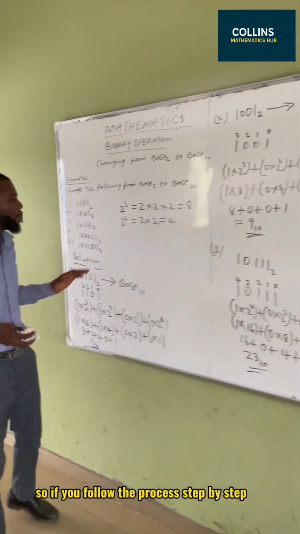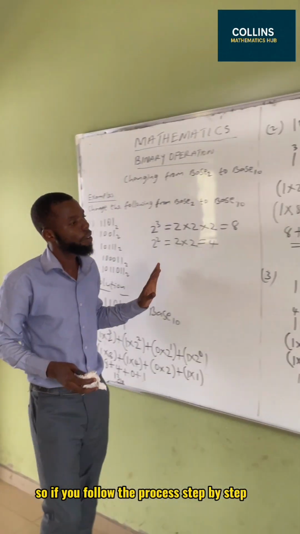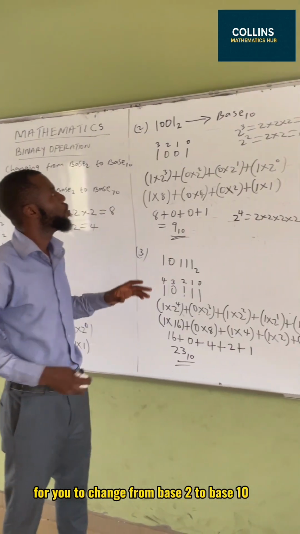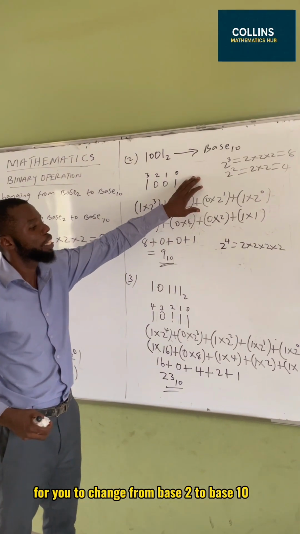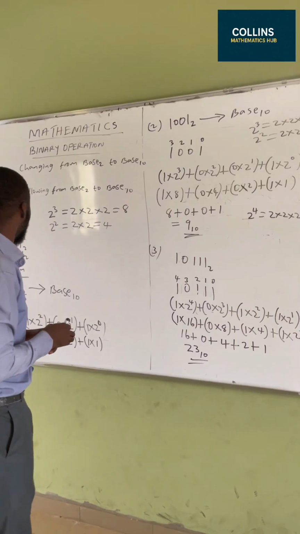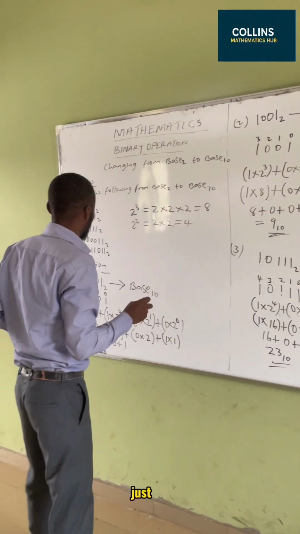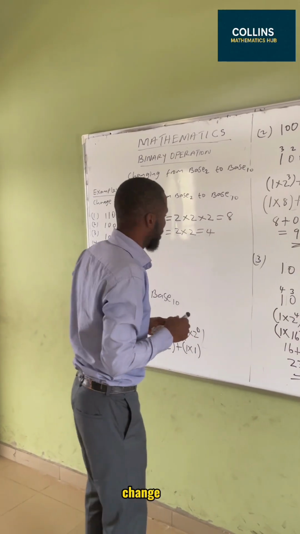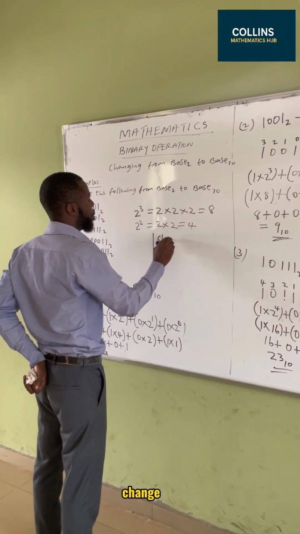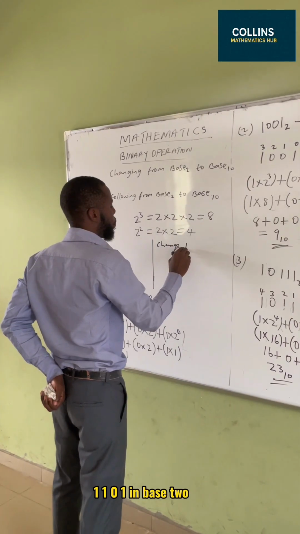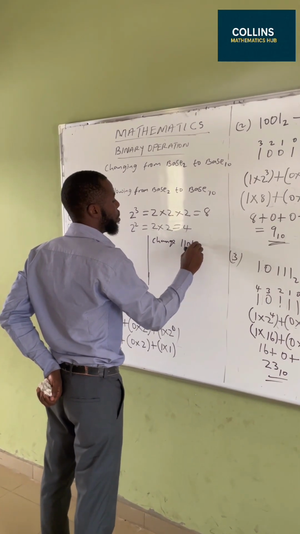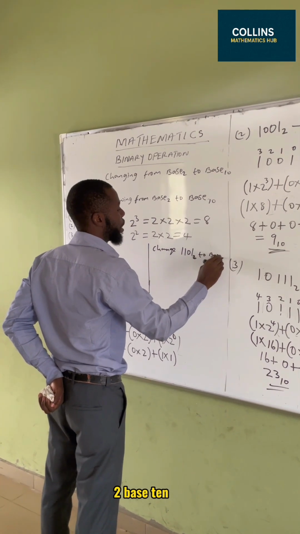So if you follow the process step by step, you will see that it is very easy for you to change from base 2 to base 10. So what you will do for me, at your convenient time, you can just change 1101 in base 2 to base 10.